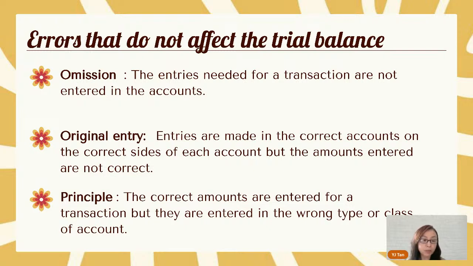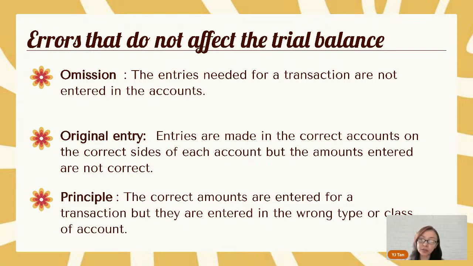Another possibility is omission. The entry needed for a transaction is not entered into the account at all. For example, you pay for the water bill, and by right, you have to credit cash and debit expenses, which is water, and you totally forget. You totally didn't enter both accounts. So the trial balance total is lower because you forget about this particular transaction, but they are still the same. So you thought it's okay.